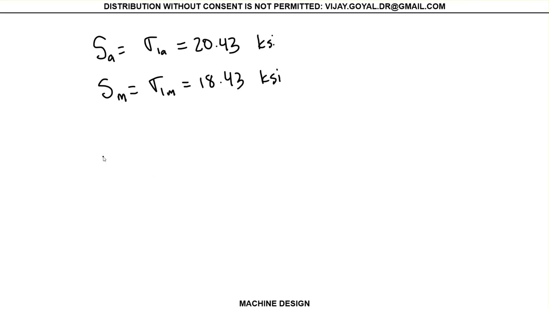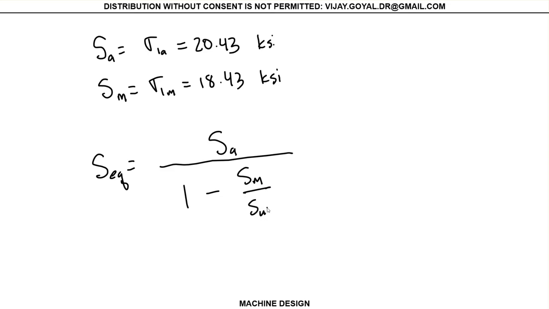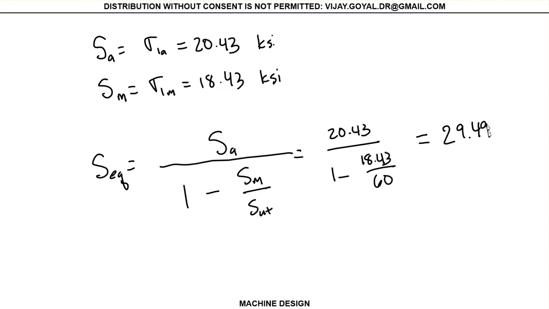The next thing I need is my S equivalent. This will be your von Mises, your Goodman stress, 1 minus S ultimate. And I have all these values here, 20.43, 1 minus 18.43 divided by 60, and that will give you a value of 29.49 KSI. Okay, so we know this value.